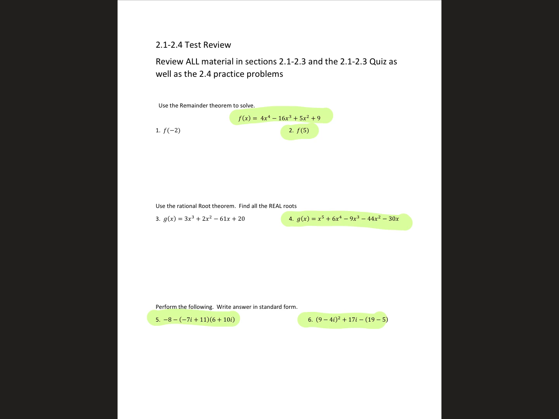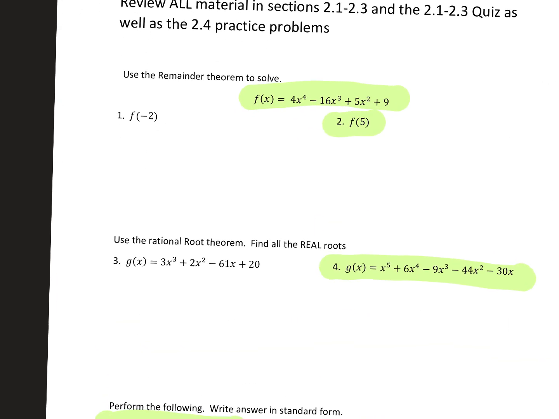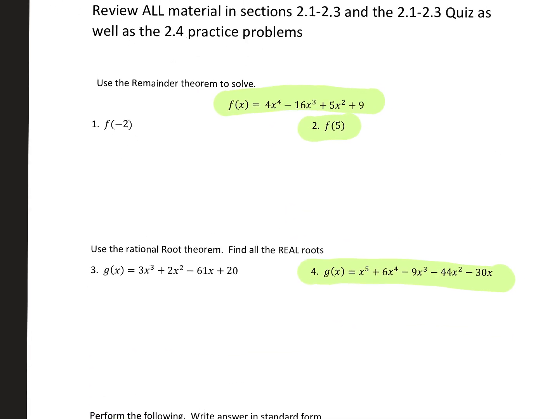All right, guys, let's talk about stuff that is going to be on the test versus stuff that's not going to be on the test. Let's go over what things mean, what words mean, how to do all of the stuff, so you guys are prepared for your test tomorrow. The only thing extra is just the 2.4 stuff.